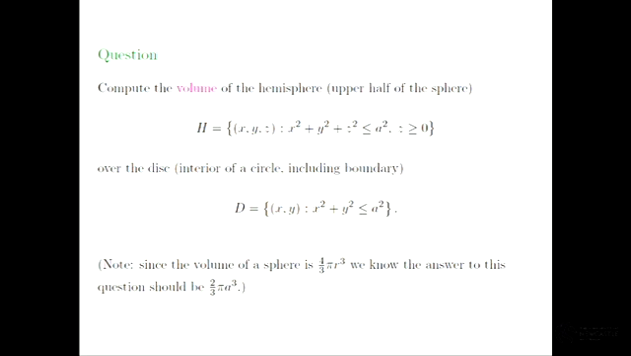Radius a. Almost there. 0 to a, right? The circle has radius a. I want to be able to move from the middle of the circle to the edge, right? So that's 0 through a. What can my angles be in a disk?